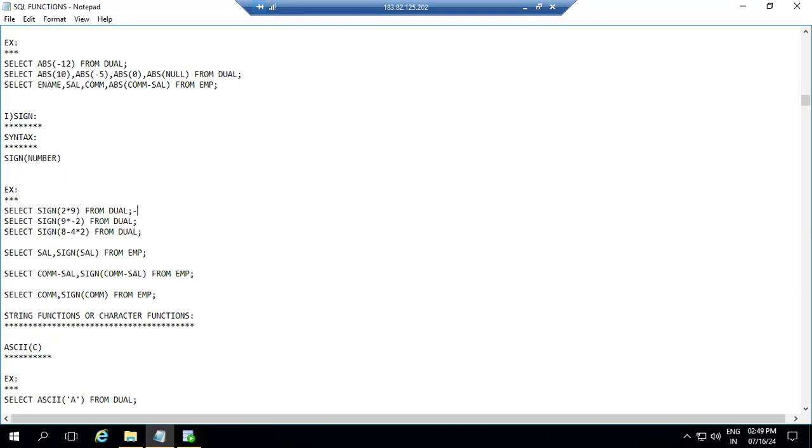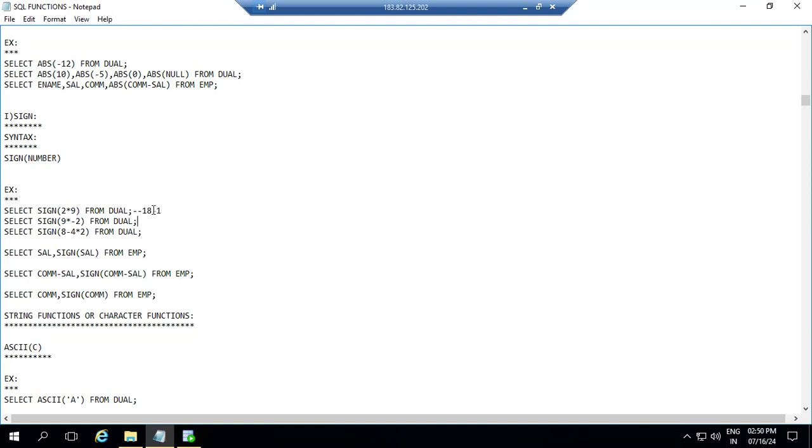What will be the first output here? It is 2 into 9, which is 18 itself. So 18. For that 18, it is a positive number, so you told the answer directly. Obviously you are getting the output as 1. You receive the output as 1 over here.